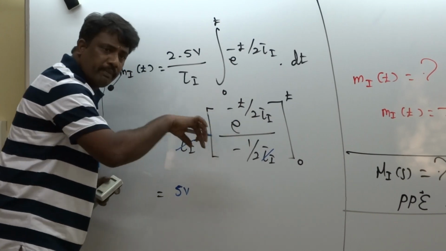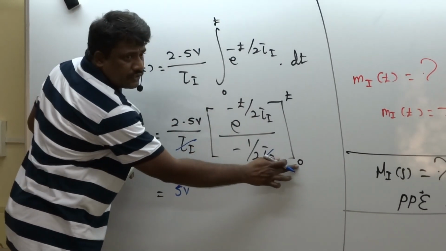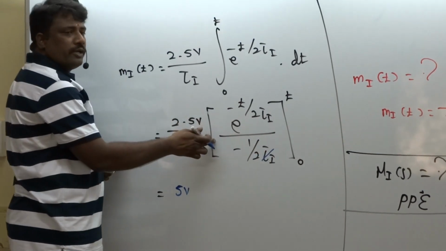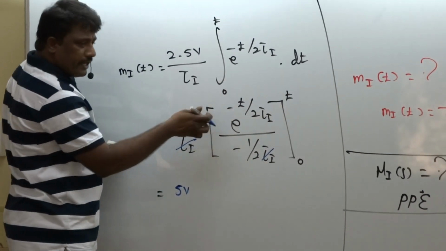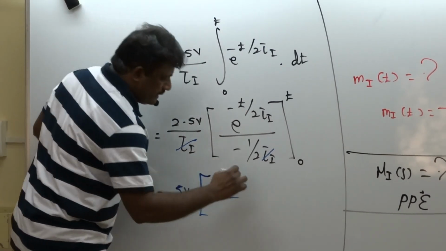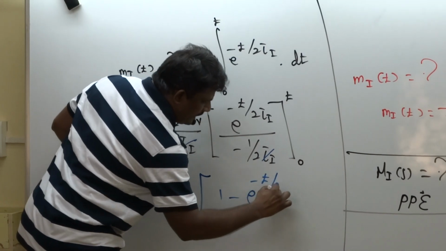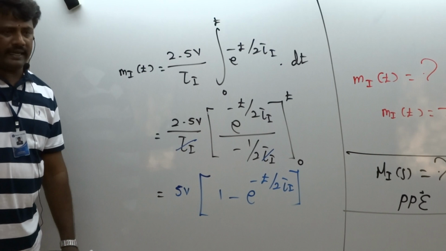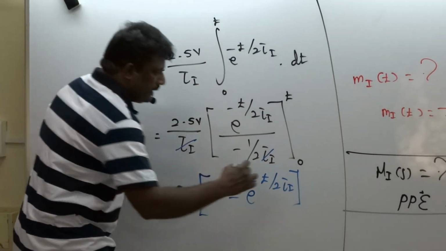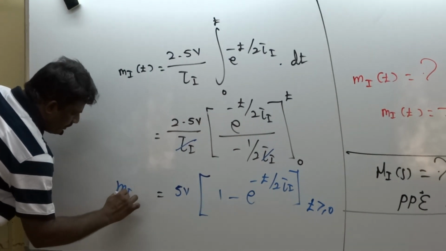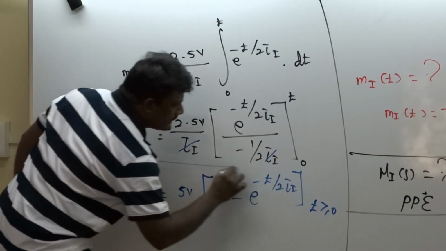Minus will become plus. So what is the lower limit? 0. E power 0 is 1. The lower limit will produce a positive number, the upper limit will produce a negative. Therefore, the net result will be 1 minus e power minus t by 2 tau y. It's valid for t greater than or equal to 0. That is the contribution coming from the integral control.